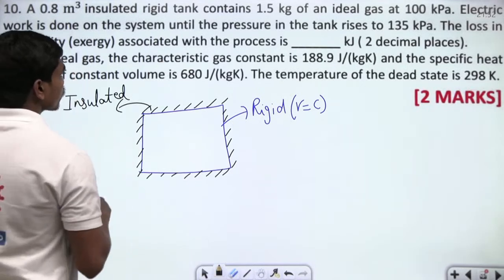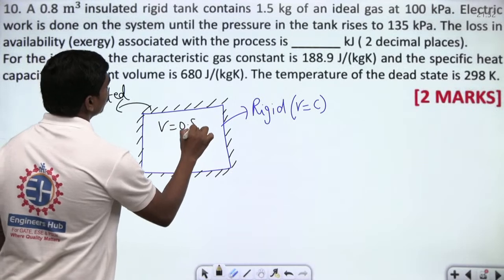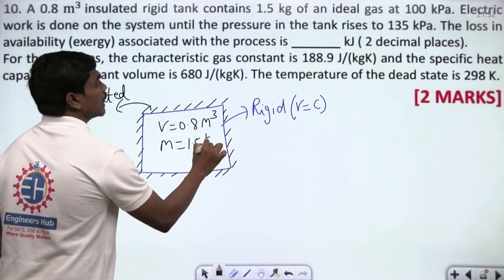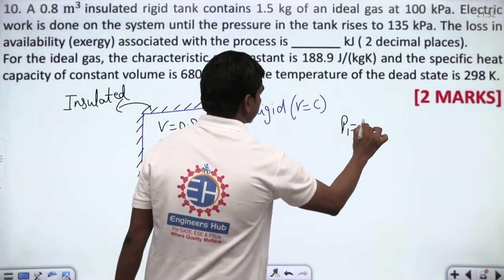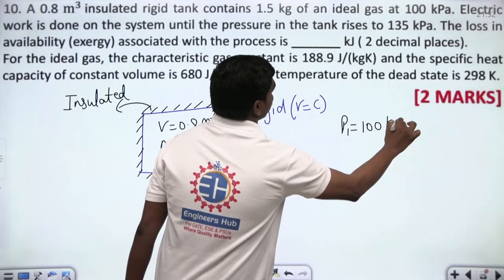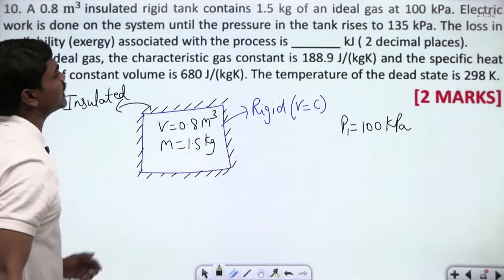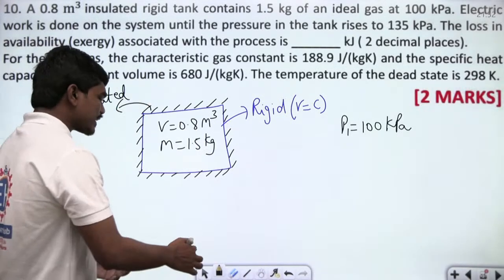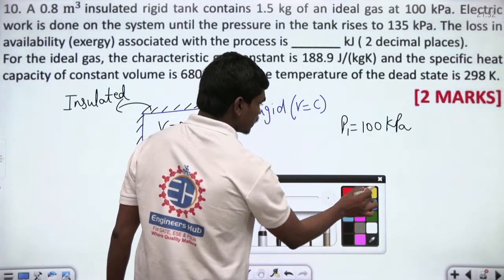Next. So this tank is of volume 0.8 meter cube and it consists of 1.5 kg of ideal gas. At 100 kilopascals, of course. So P1 initially is 100 kilopascals. Now, what is done? Electric work is done on the system until the pressure in the tank rises to 135 kilopascals. So electrically some work is done. Electrical work is done inside this.